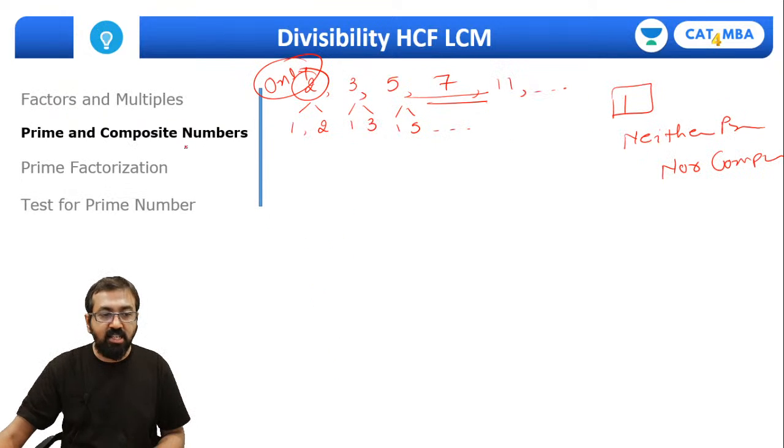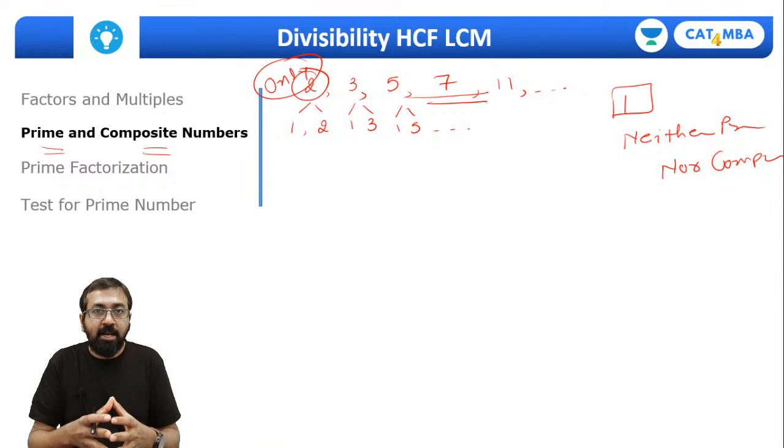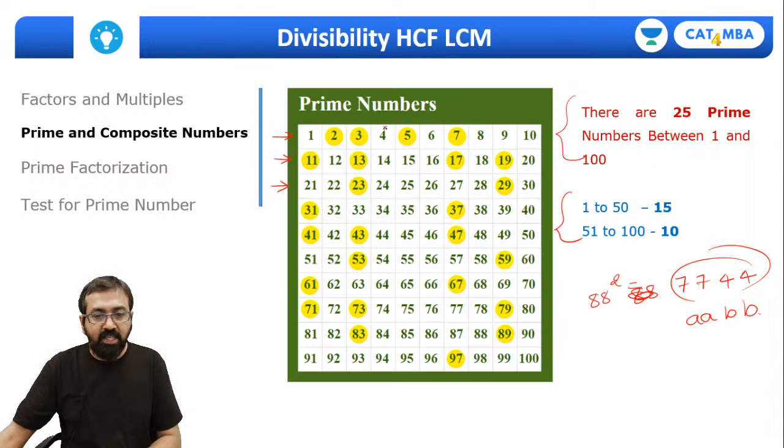Then we had discussed the prime numbers and composite numbers. So prime numbers, as you understand, from 1 to 100 we have 25 prime numbers, and composite numbers are nothing but composition of prime numbers. So when we multiply different prime numbers or the same prime numbers, the composite numbers are generated, right? So we had discussed this point. Also remember that from 1 to 50 there are 15 prime numbers, and from 51 to 100 there are 10 prime numbers, right?